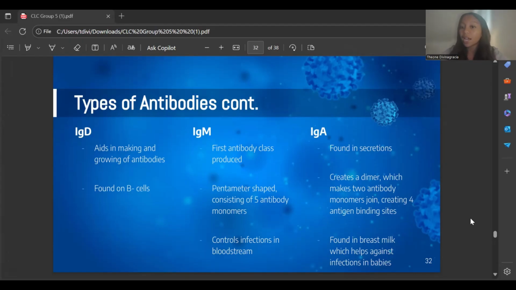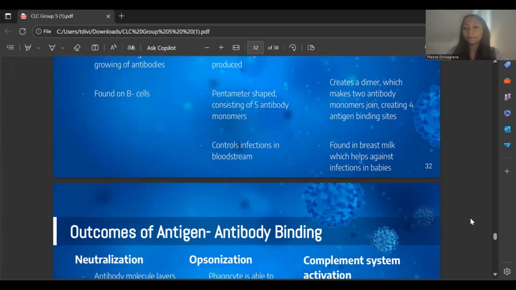And lastly, we have IgA, which are found in secretions. They create a dimer, which makes 2 antibody monomers join, creating 4 antigen binding sites. They are found in breast milk, which helps against infections in babies.